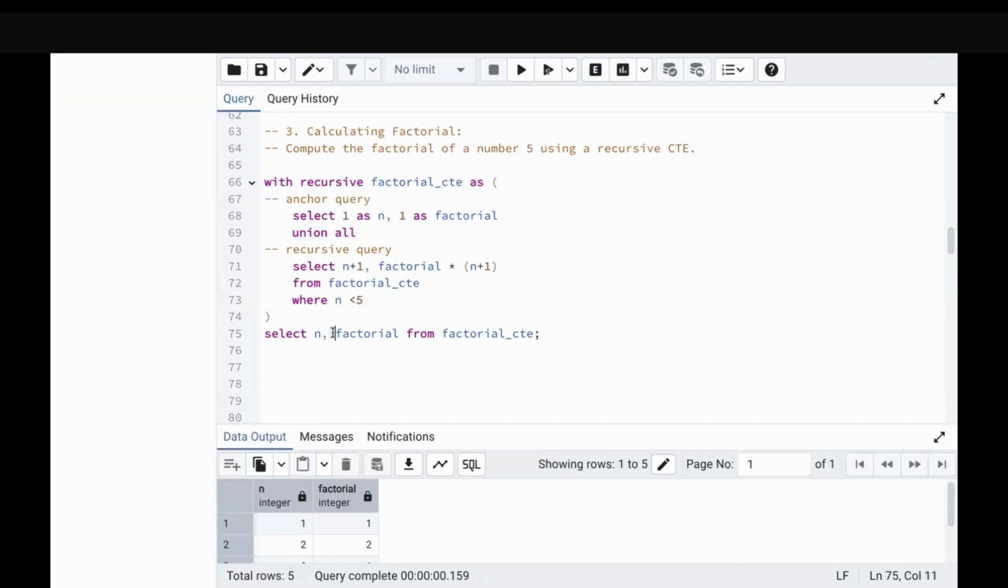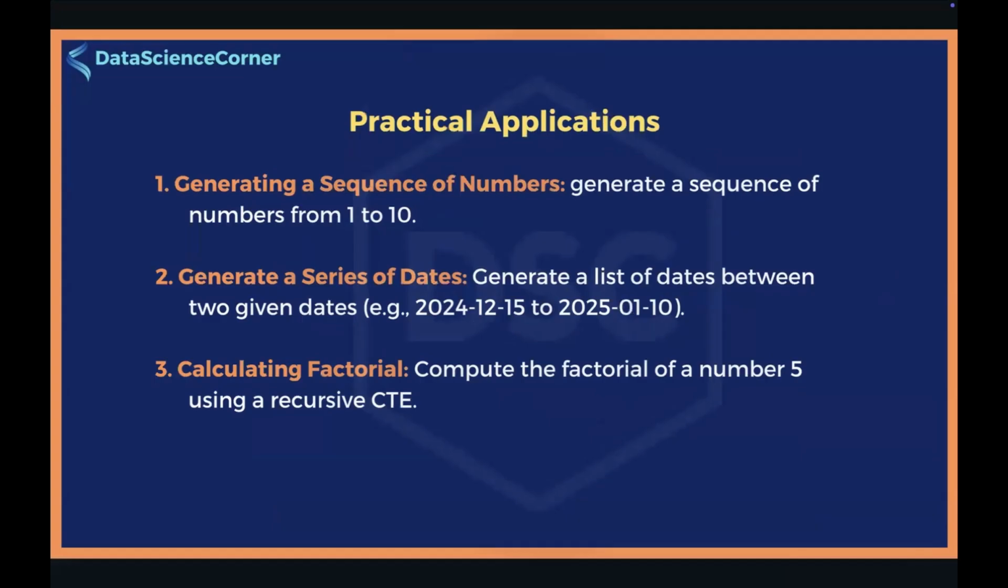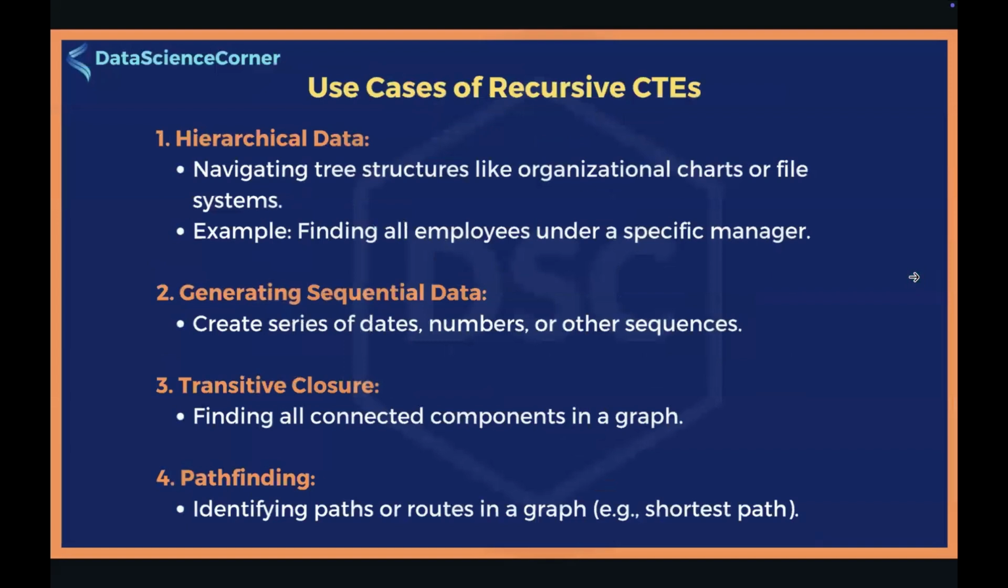Now in this final query, we are retrieving all rows generated by the recursive CTE, and the final output shows the factorial for each value of n from 1 to 5. Okay, this is how it's working. I hope you got the idea from the practical applications of all these 3 questions, how to solve a question using recursive CTE. Now let's look into the use cases.